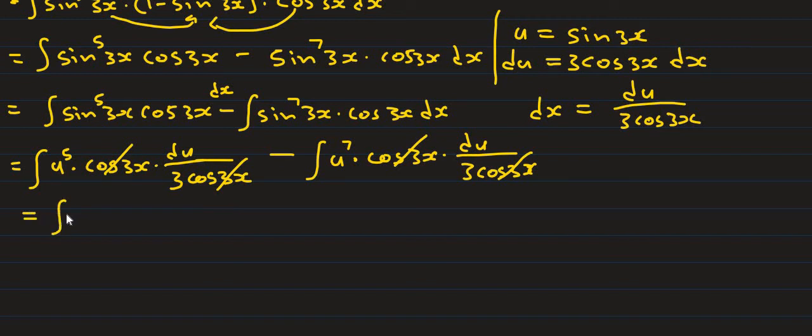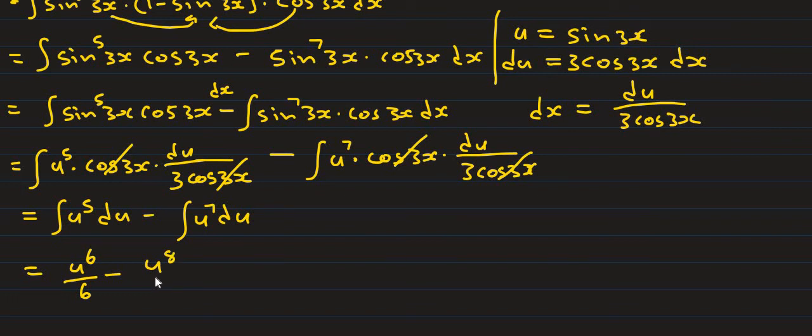We get the integral of u to the power 5 du minus the integral of u to the power 7 du. Integrating, u to the power 5 becomes u to the power 6 divided by 6, minus u to the power 8 divided by 8. The 3 goes over, so we have 1 over 3 multiplied by all of that.